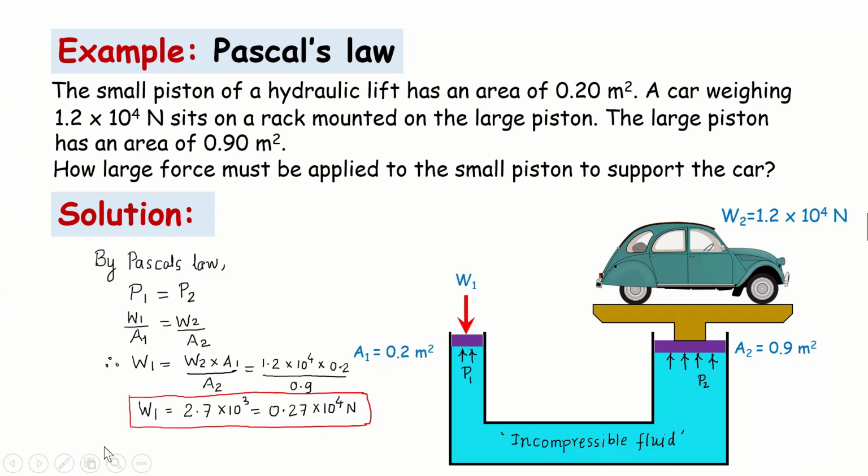Now it is very clear from the outcome of this question that the amount of load required at the smaller piston, which is W1, is far smaller than the load acting on the larger piston. So this is a beautiful example of Pascal's law. This is how we can use Pascal's law for designing various equipment such as hydraulic lifts, hydraulic cranes, and various other equipment.